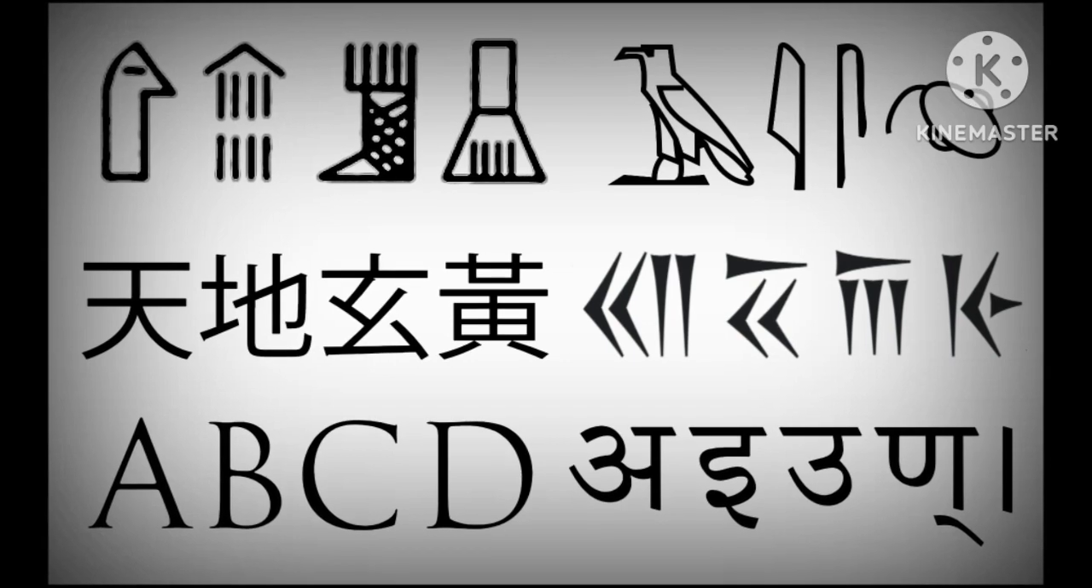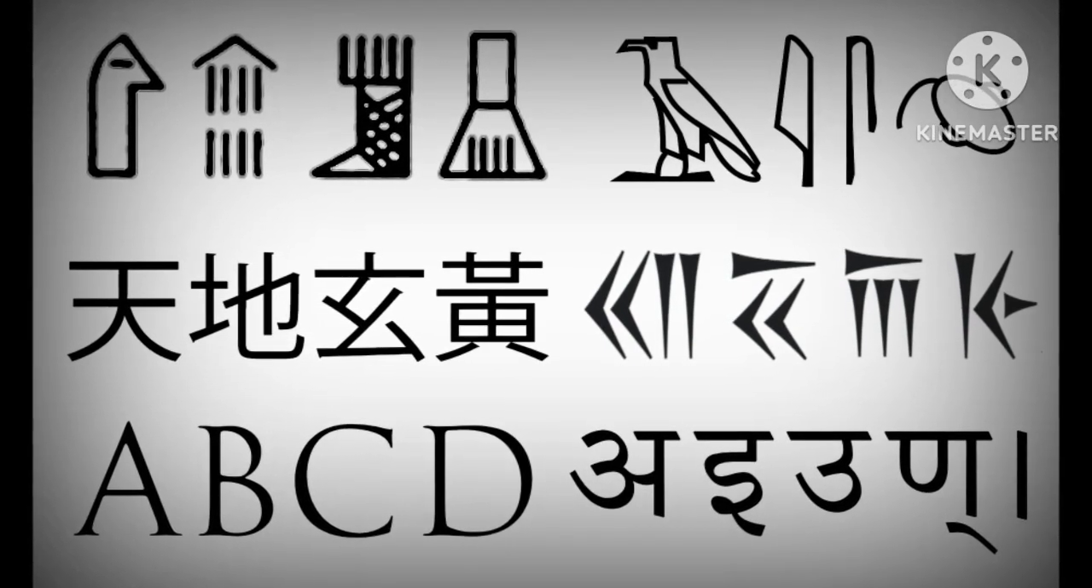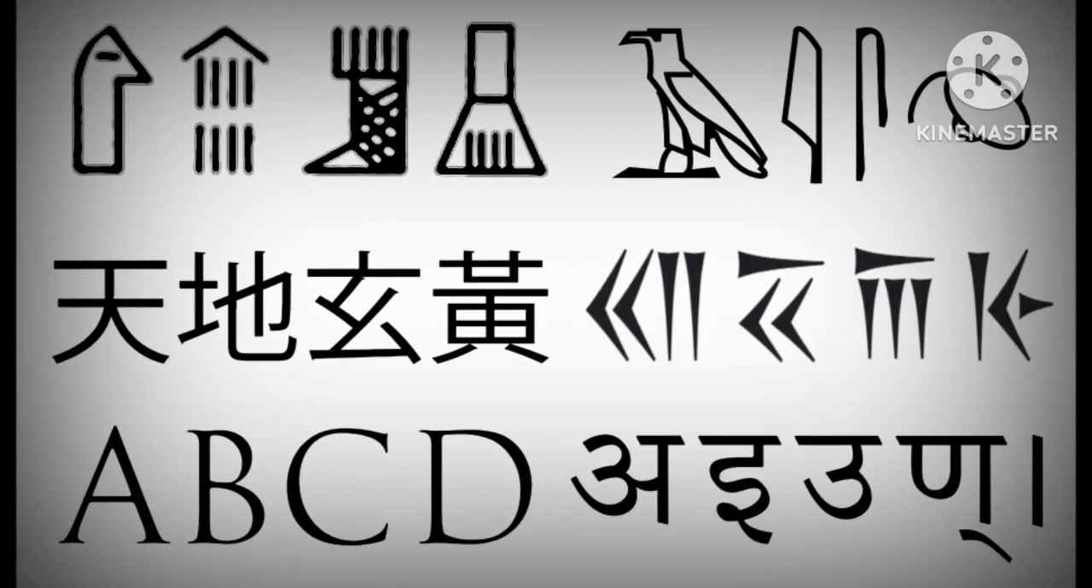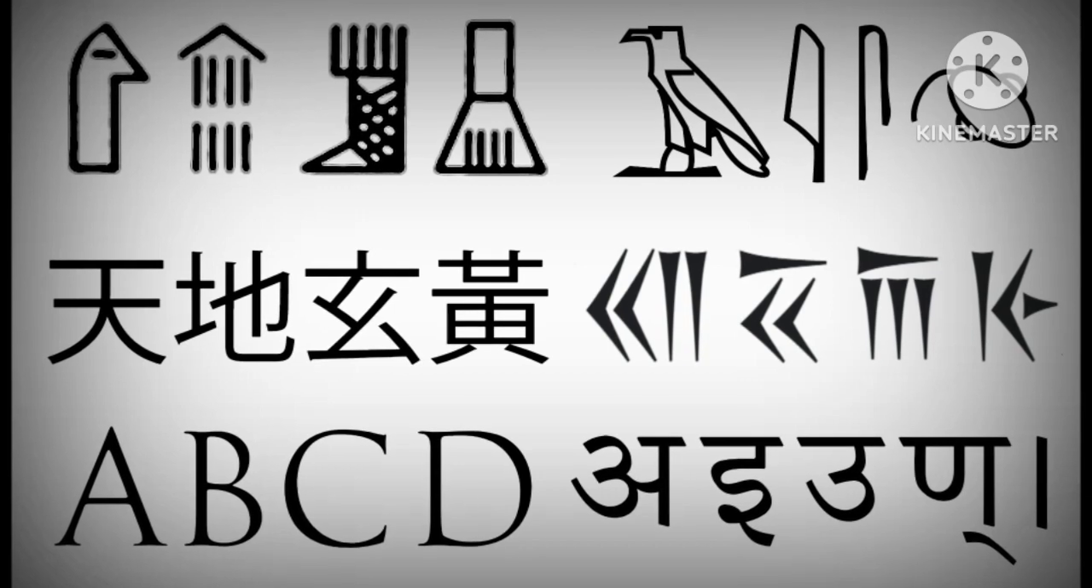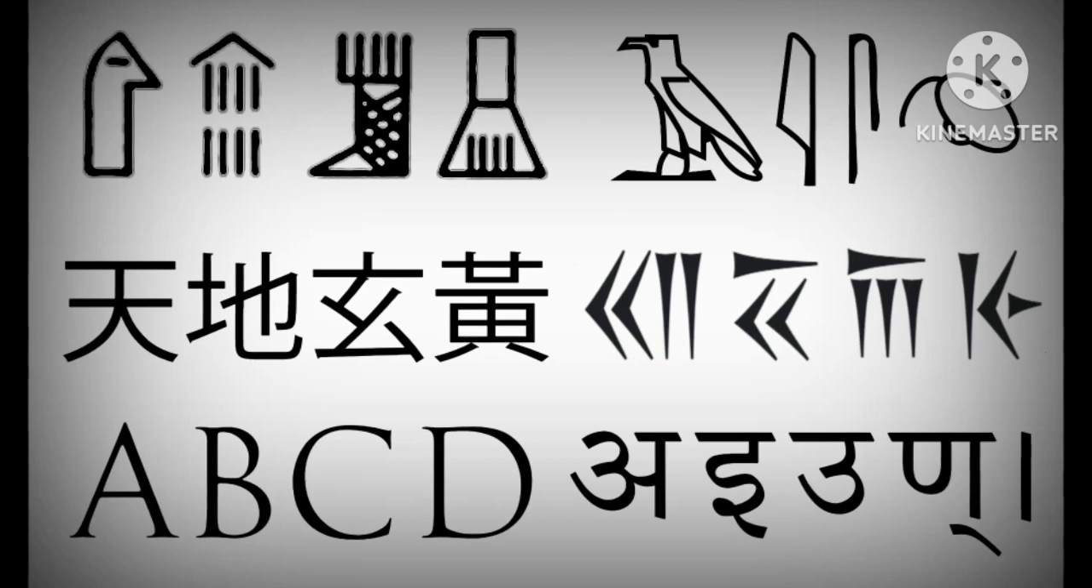There's also alphabet. Alphabet is the most famous one, but it's actually in the minority. An alphabet typically has representation for both vowel sounds and consonant sounds separately. And when you write out a word, you would typically write them out next to each other.